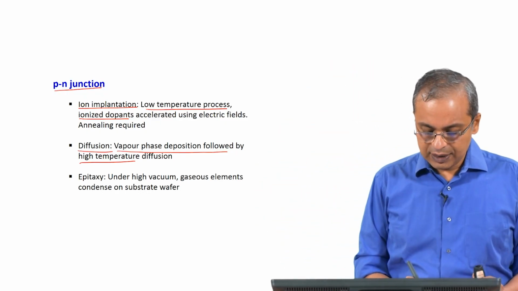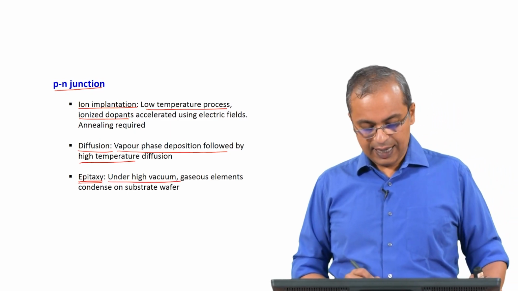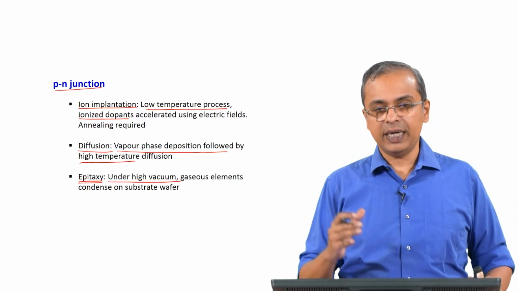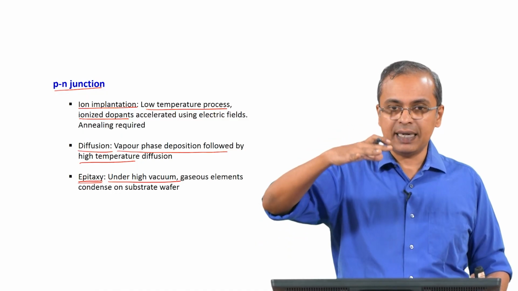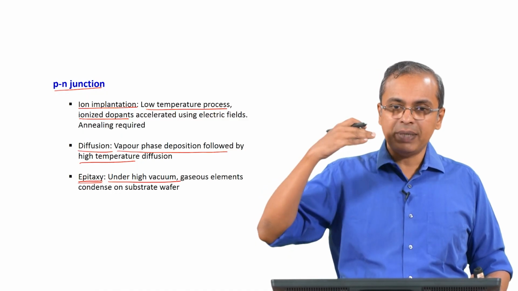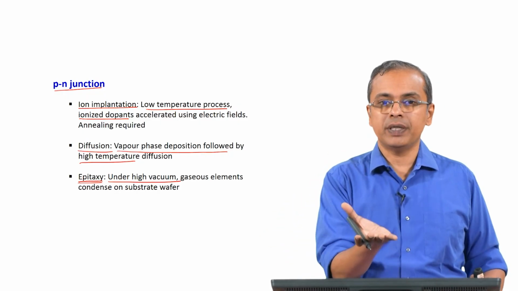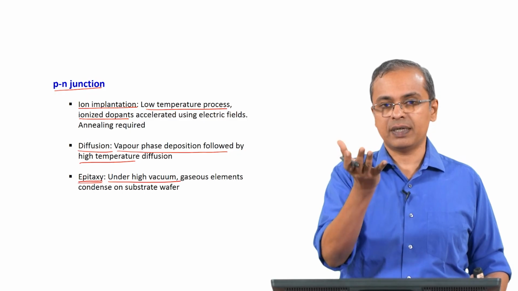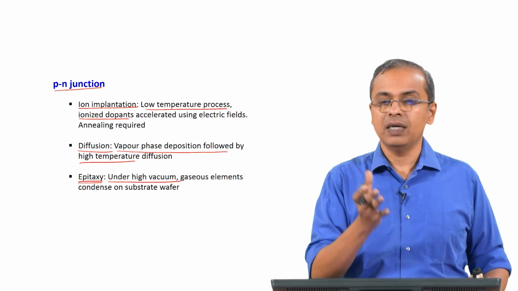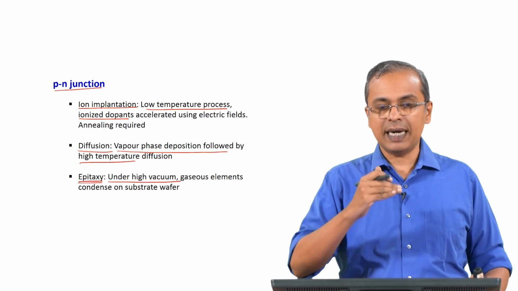Finally, we can also do this thing called epitaxy. This is something that is done under very high vacuum, and what we do there is you take gaseous elements and they come and condense on top of the sample, and because they are coming in almost atom by atom, they get an opportunity to line up perfectly in a crystallographic oriented manner on top of the sample that you have as your base material. So, that is another way in which you can get a junction.